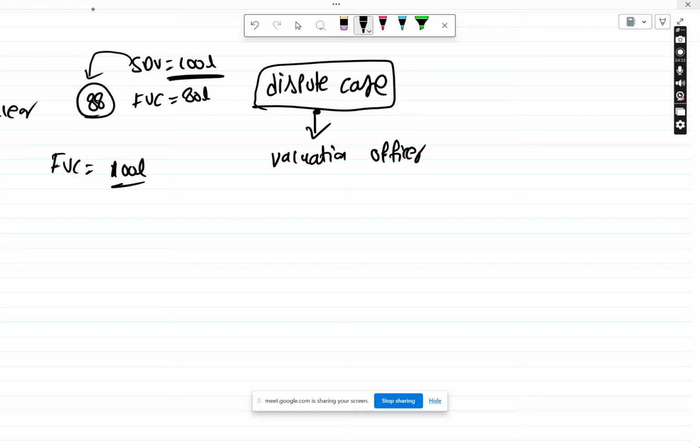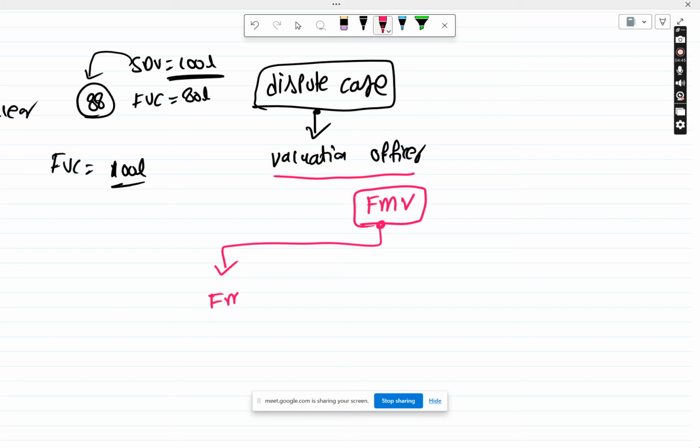Okay. Now our assessee is not okay with that. So he will go to the valuation officer. Now what can the valuation officer do? The valuation officer decides something called fair market value. He will decide it. Whatever he decides, we call that the fair market value, and that fair market value is less than SDV, or fair market value is greater than SDV.